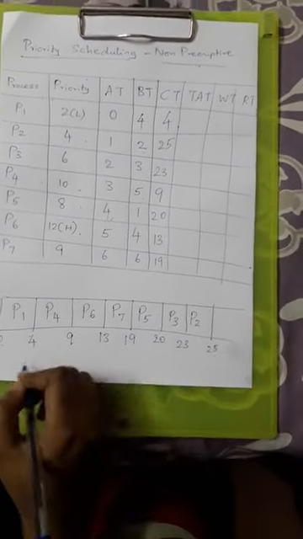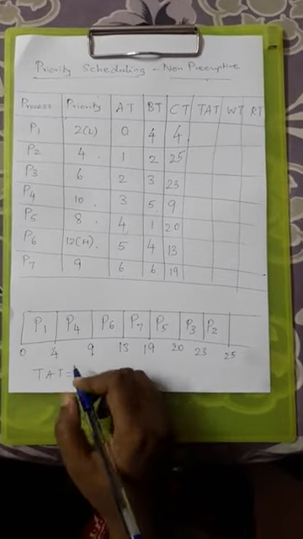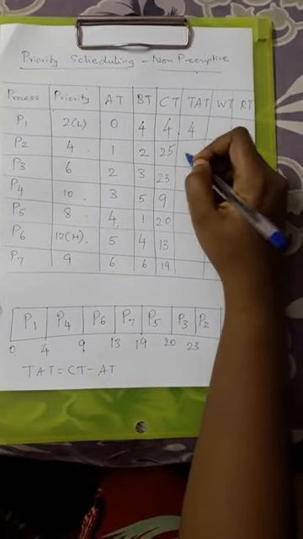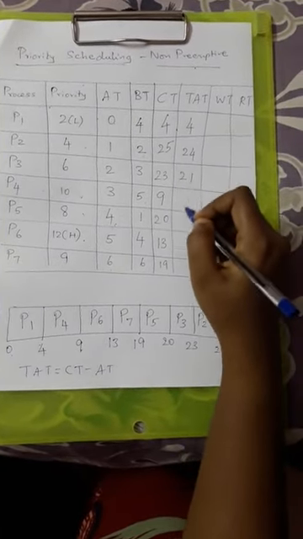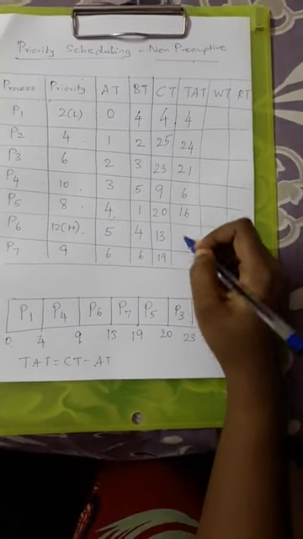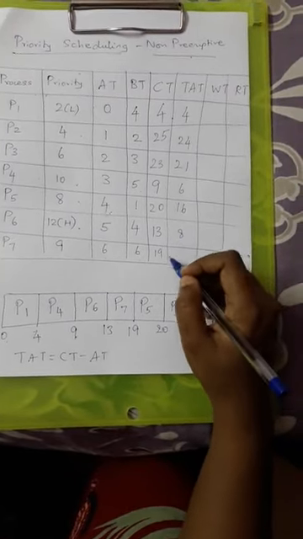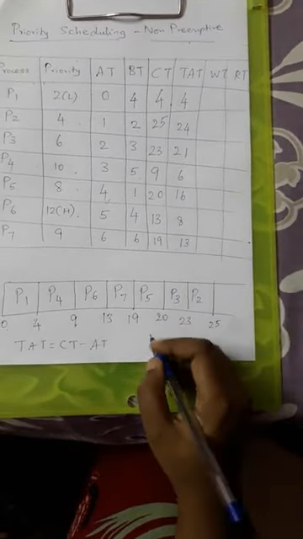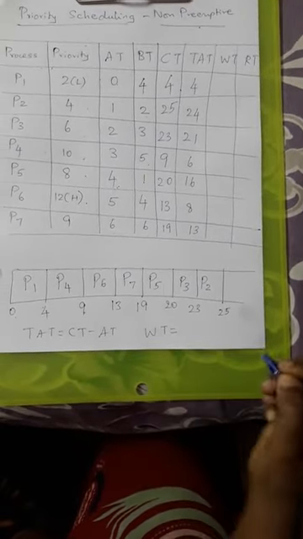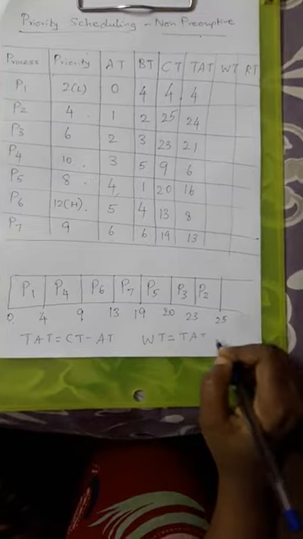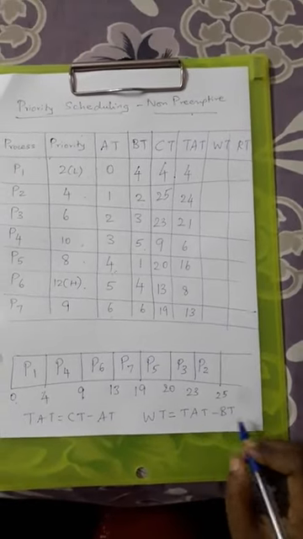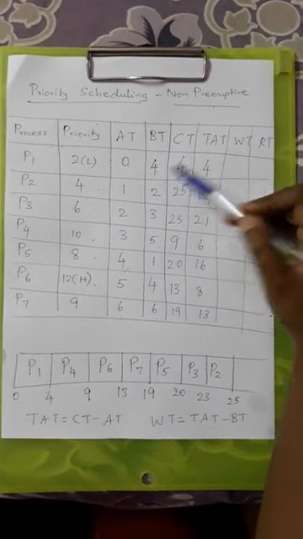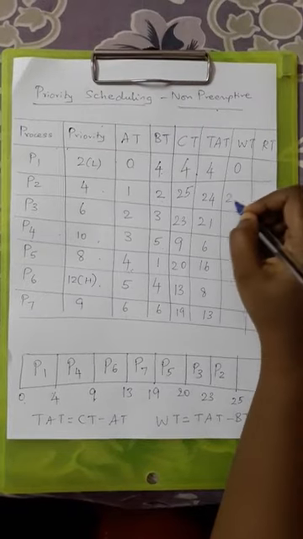Next, turnaround time is computed using the formula completion time minus arrival time. If you compute like this, we'll be having these values for turnaround time. I'm simply subtracting the arrival time from the completion time for each and every process. Next, we can calculate the waiting time by using the formula: waiting time is equal to turnaround time minus burst time. So we have to subtract the burst time from the turnaround time. By subtracting, I am writing the values for all the processes.